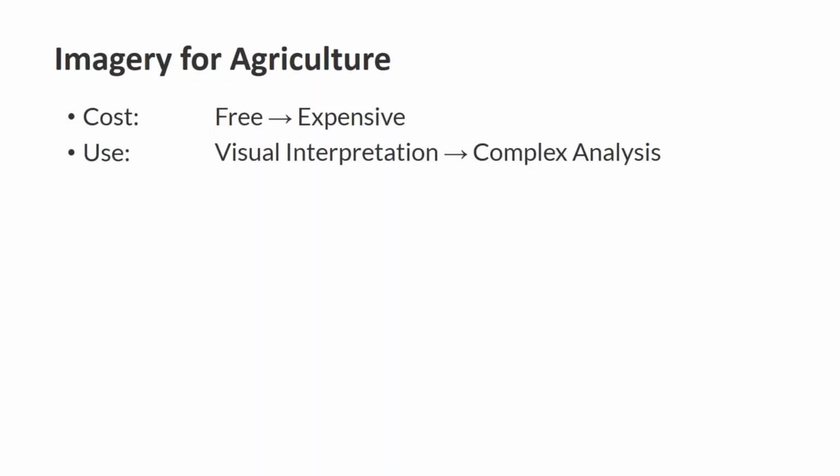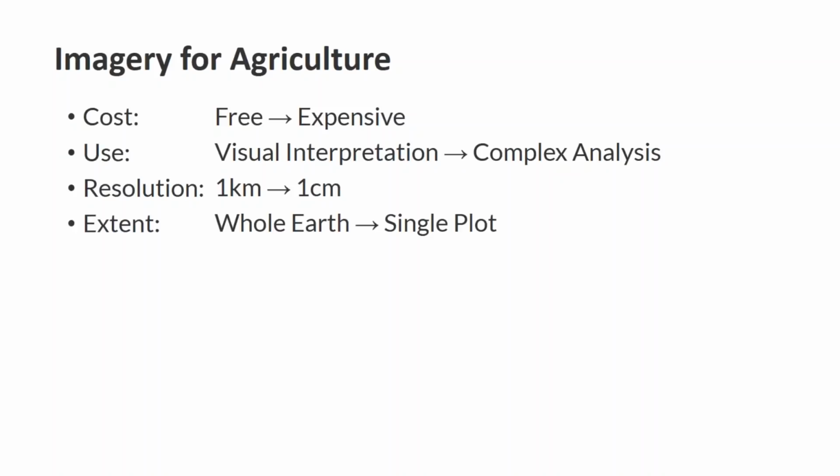One of them is cost. Imagery in agriculture can be free, in imagery like Landsat, or it can be extremely expensive, but still possibly very valuable. The uses of the imagery can vary from just pure visual interpretation to very complex analysis. The resolution of the imagery varies. Some imagery, like weather information, may only be 1 kilometer in resolution, and we can get imagery all the way down to 1 centimeter from drones.